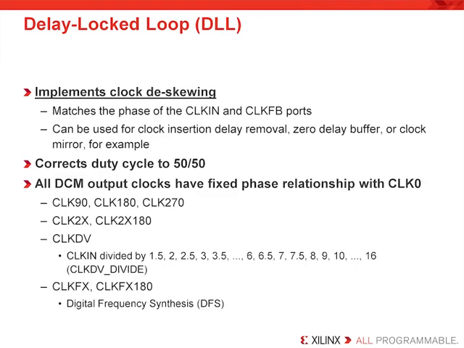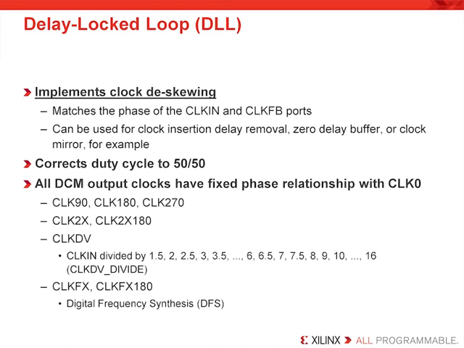So as we just discussed, the delay lock loop, or DLL, will implement your clock deskewing, thus matching the phase of the clock in and the clock feedback ports. This can be used for clock insert delay removal, zero delay buffers, or for building clock mirrors. It also will make available a duty cycle corrected 50/50 output based on certain outputs. So one of the things I'll point out is check your user guide to find out which of your outputs will be 50/50 duty cycle corrected.